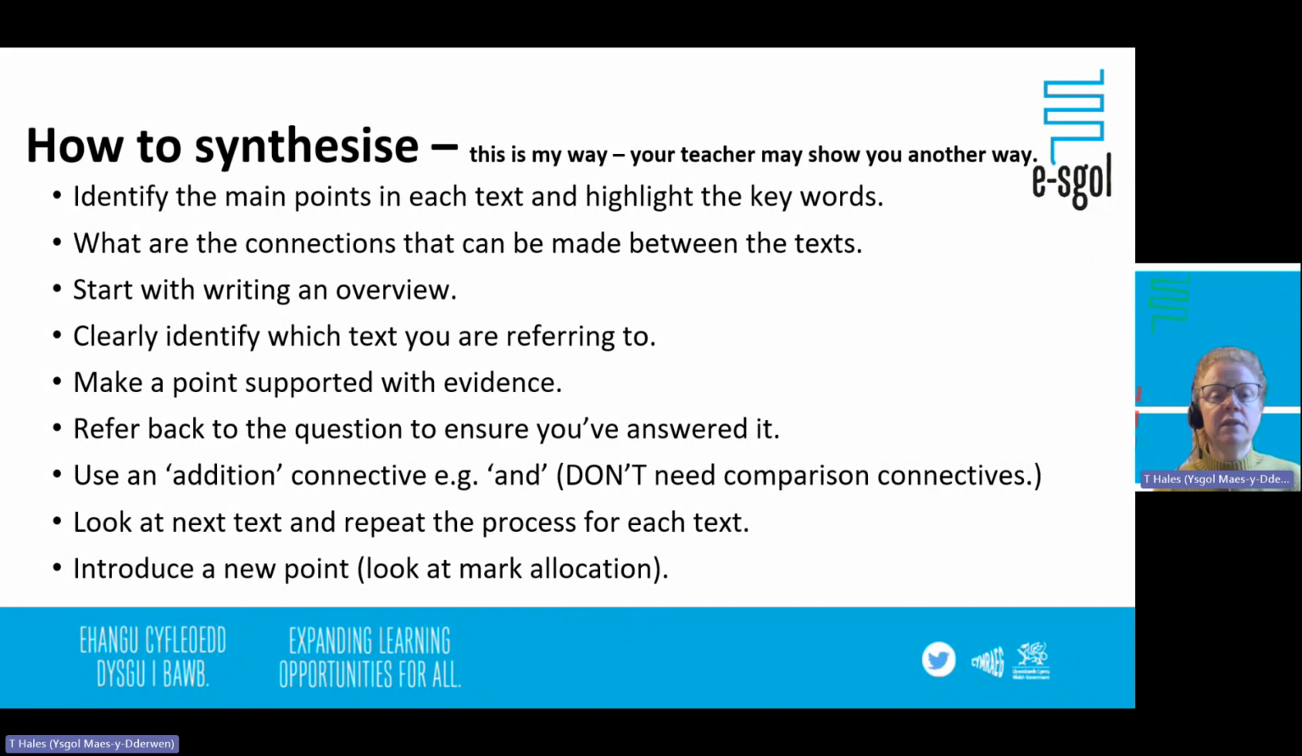Use addition connectives, such as and. You don't need the comparison connectives like similarly or on the other hand. You don't need those. Make sure you look at both texts. Make sure you cover a relatively equal amount of marks. So if it's a 10-mark question, ideally you want 5 from text C and 5 from text D. Sometimes you might find that you've got 6 from C and 4 from D, and that's okay. But you don't want to try and overbalance it. You want to try and make sure that you balance those marks. And then obviously you need to make sure that you give enough points for the marks available. So making sure that you give lots of new points for each mark that you want to gain.